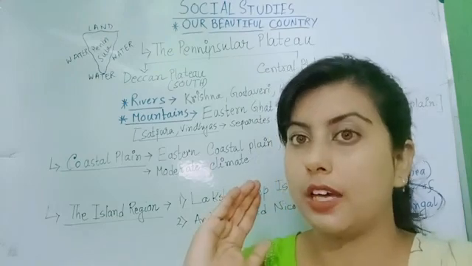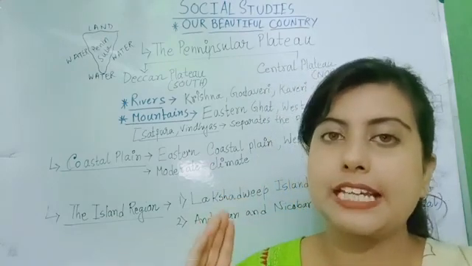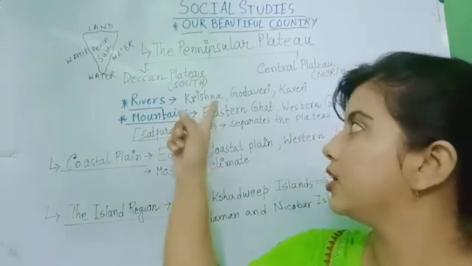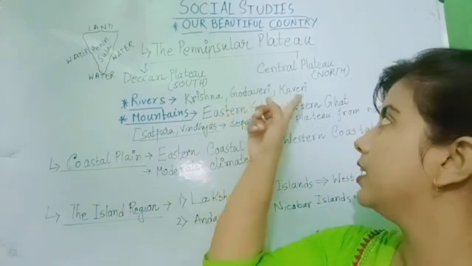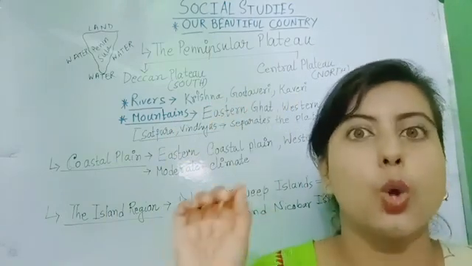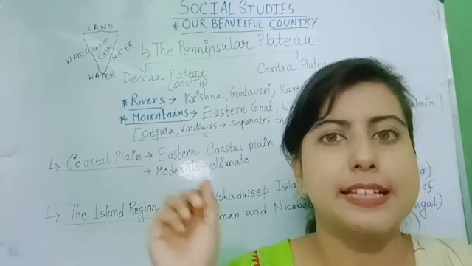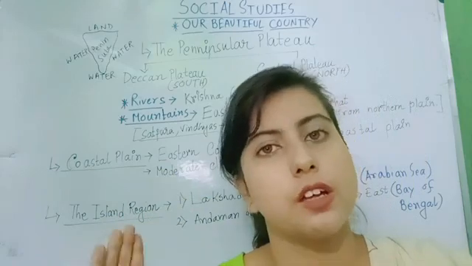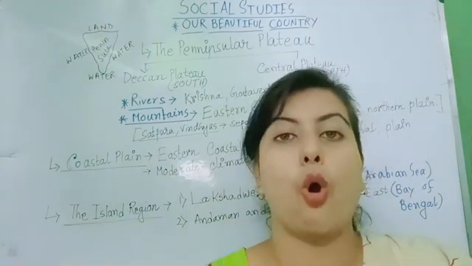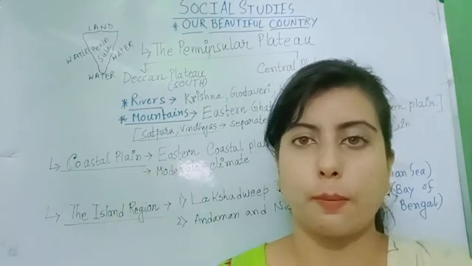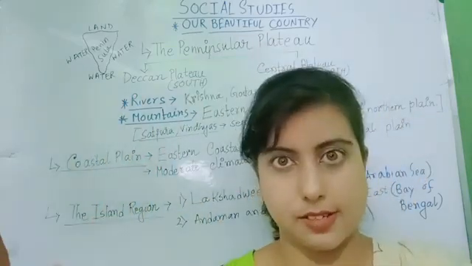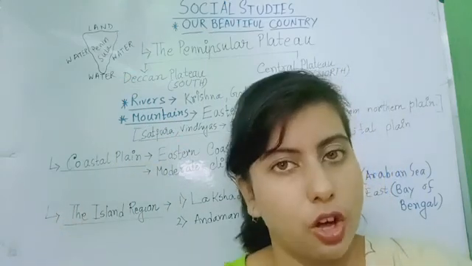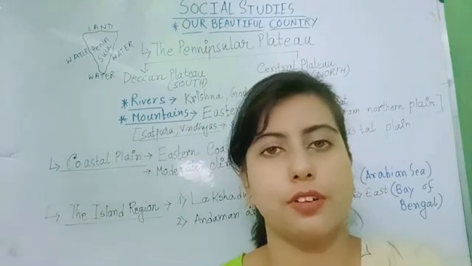Some of the important rivers that you can find in this region are Krishna, Godavari, Kaveri. These are some of the most important rivers in this region, and all these rivers flow from the west to the east, and all of them fall in the Bay of Bengal in the east part of our country.